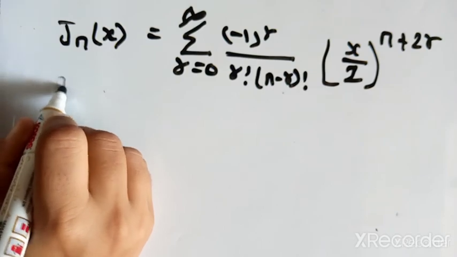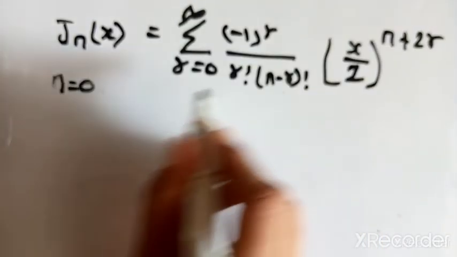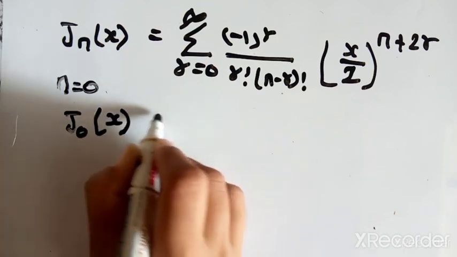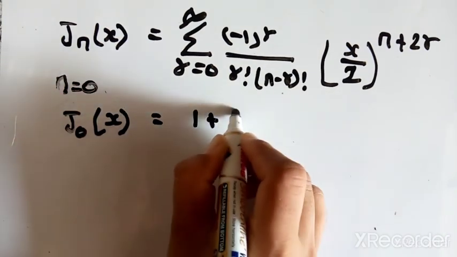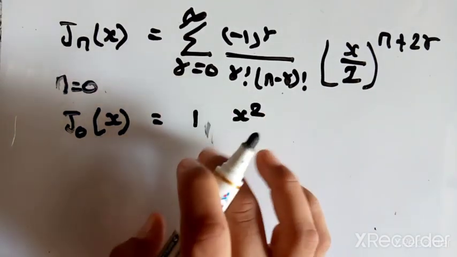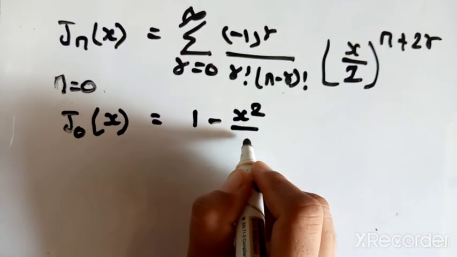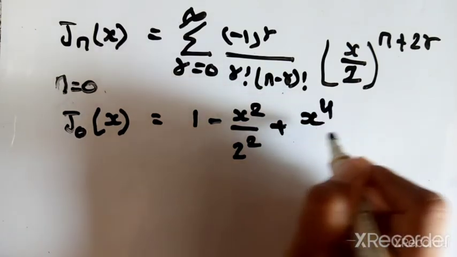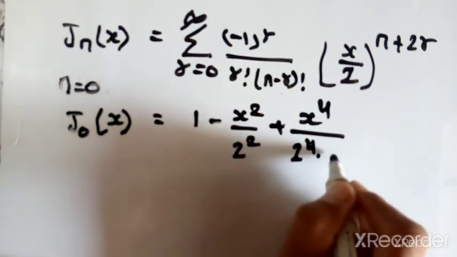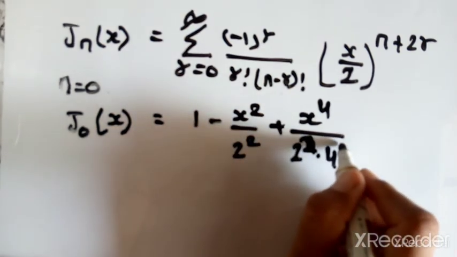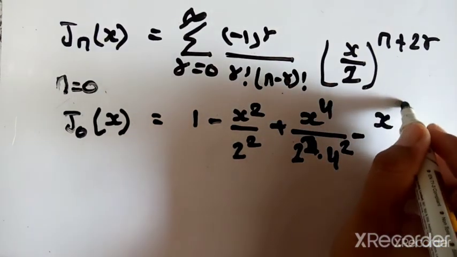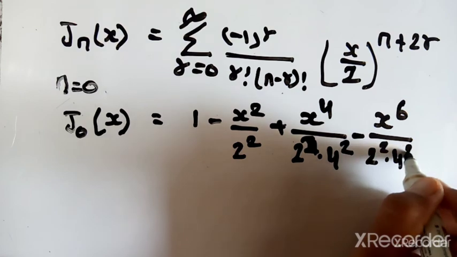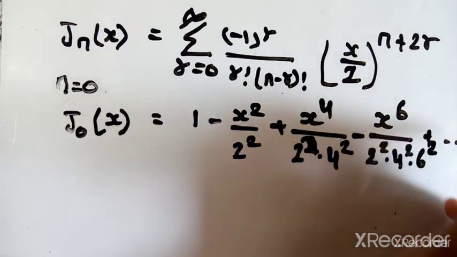Now take n equal to 0, then we get the result J0 of x equal to the series 1 minus x square over 2 square plus x power 4 divided by 2 power 2 into 4 power 2, minus x power 6 divided by 2 power 2 into 4 power 2 into 6 power 2, and so on.